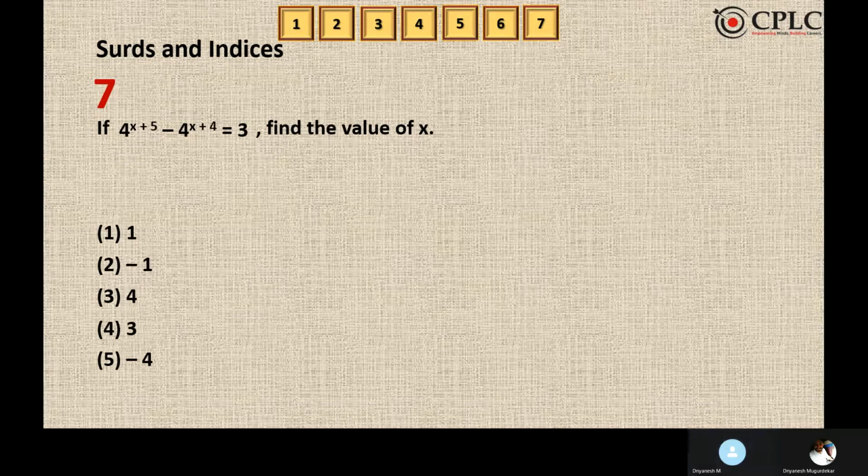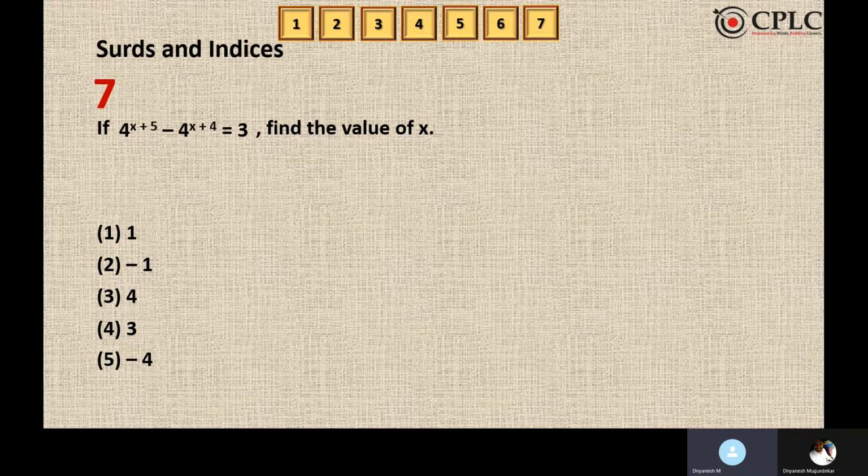Seventh one, 4 raised to x plus 5 minus 4 raised to x plus 4 is equal to 3. Find the value of x. Three approaches are there. One is you substitute the value of x from the options and check which value satisfies, and you get your answer. Second way, you actually simplify this expression and then find the answer. Third one is a smart option that I'm going to discuss.